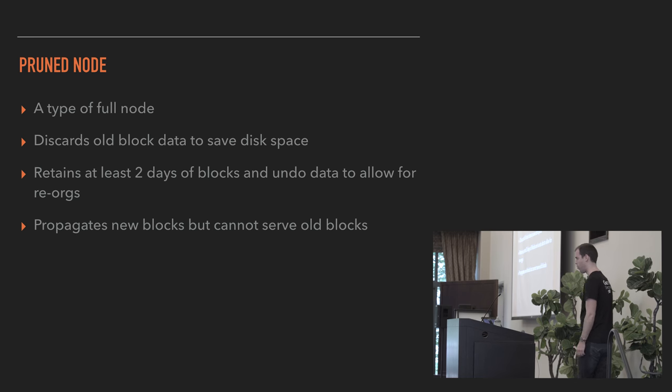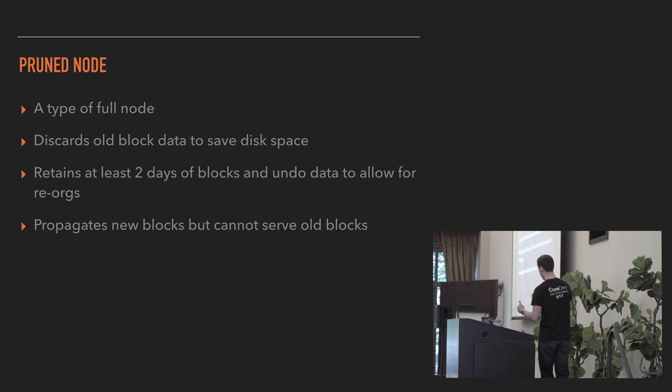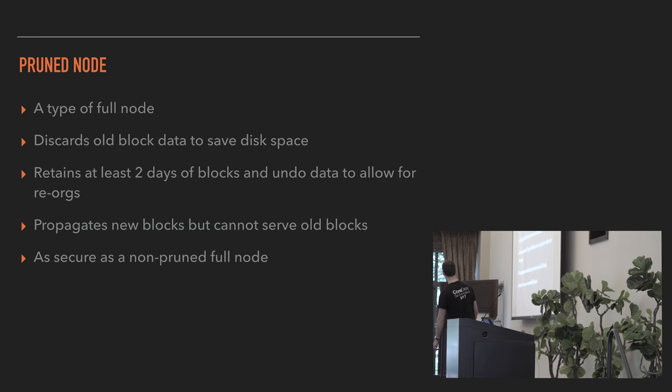So when you turn your node on for the first time, you need to download all of the blocks in the blockchain. That's called initial block download. If you connect to a full node that doesn't prune, you can download all of the old blocks. If you connect to a pruned node, obviously they can't serve you those old blocks because it's pruning them away. And in terms of security, it's as secure as a full node. It is a full node, right? It's validating all of the rules, it's making sure the miners aren't increasing inflation. It's making sure that there aren't double spends. It's a full node, but it's just saving a bit of disk space.